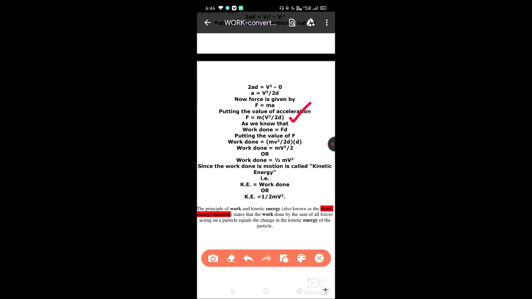So from that we will get the expression for work done, that is force is mv square divided by 2d and the distance is d. So you will get the value of work done as mv square divided by 2, or half mv square. So it is the work done. And like the previous case, the whole work done is converted into kinetic energy.